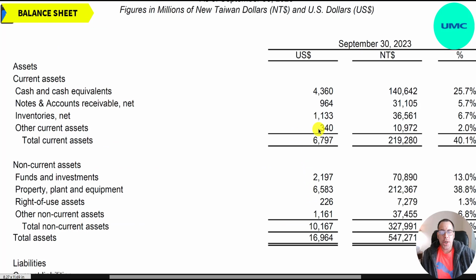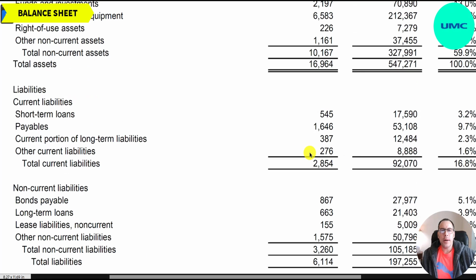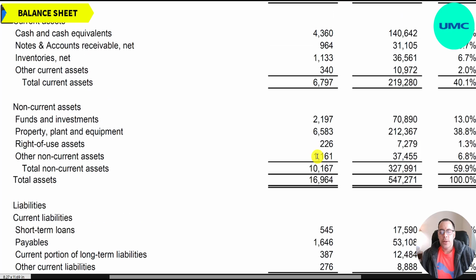Let's look at their balance sheet. Current assets of 6.8 billion, current liabilities of 2.9 billion. So their current ratio is well above 1. It's actually above 2. Total assets 17 billion. Their biggest asset is property and equipment, 6.6 billion. They have $4.3 billion of cash on their balance sheet.